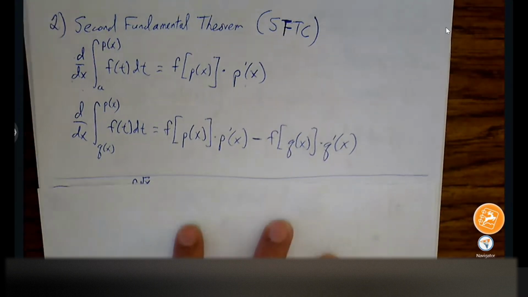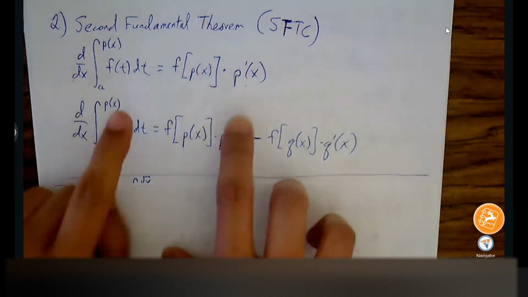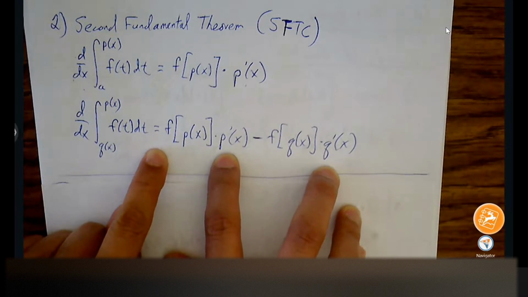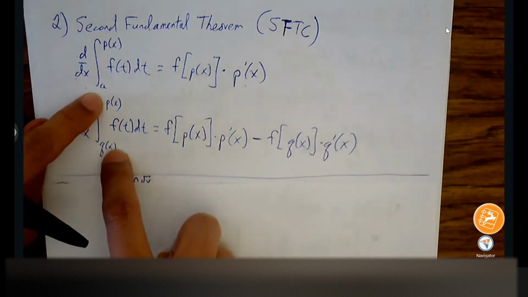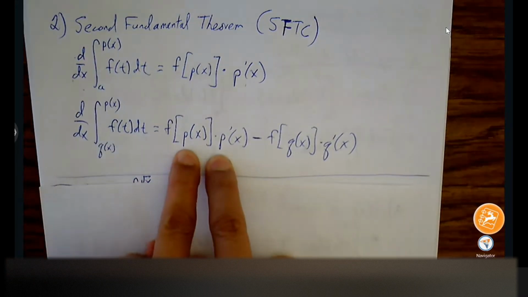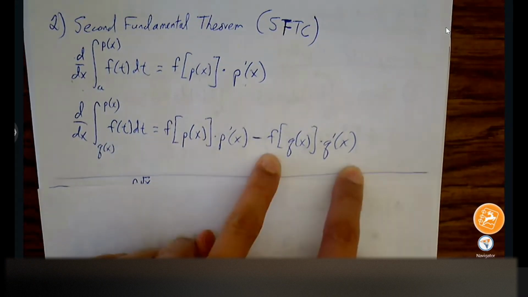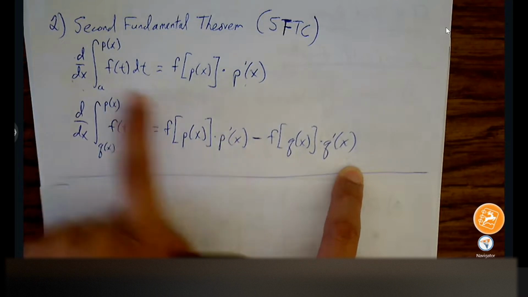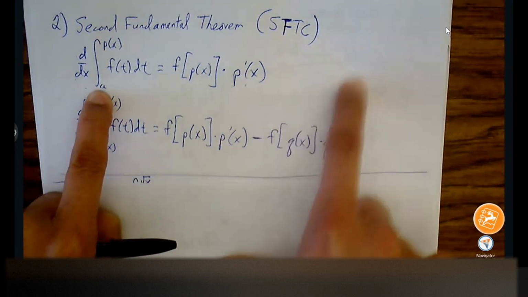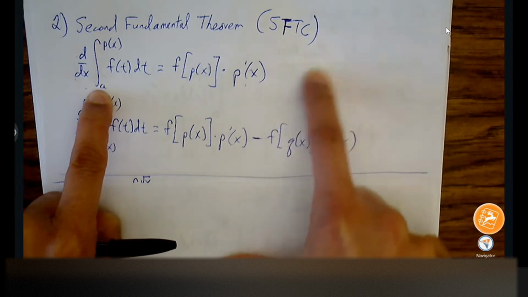So this second fundamental theorem is saying that if my upper and lower bounds are both variables, then I've got to do that process for the upper bound and lower bound. But if my lower bound is just a constant, then it's just going to be a 0 here. So I'm going to subtract the 0 and nothing is going to come out of that.